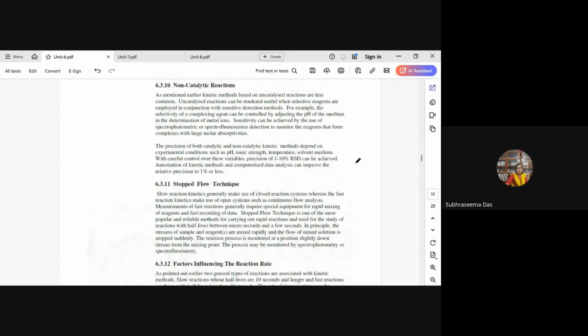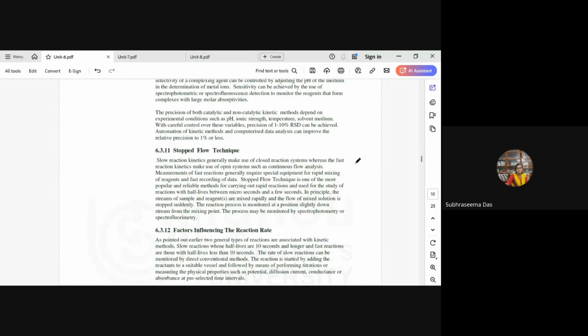Then coming to the stopped flow technique. For slow reaction kinetics, when a closed system is used, they make use of this stopped flow technique. The measurement of fast reactions generally requires special equipment, but the stopped flow technique is one of the most popular methods for carrying out rapid reactions, and it is used for the study of reactions with half lives between microseconds and a very few seconds.